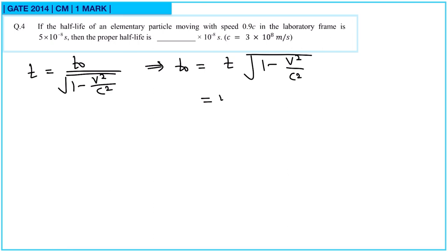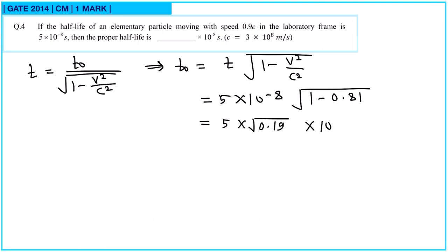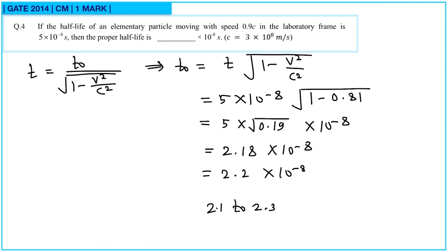T is given, which is 5 into 10 to the power minus 8, into root of 1 minus 0.9 square, which is 0.81. So 5 into root 0.19 into 10 to the power minus 8, which is equal to 2.18 into 10 to the power minus 8. So answer is 2.2 into 10 to the power minus 8, and the answer given in the answer key is 2.1 to 2.3.